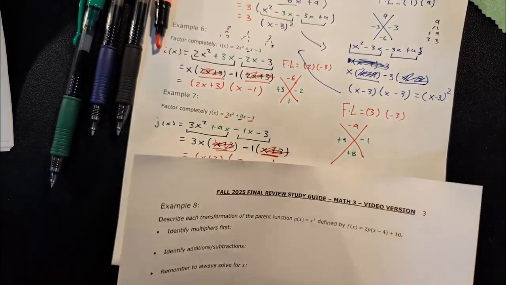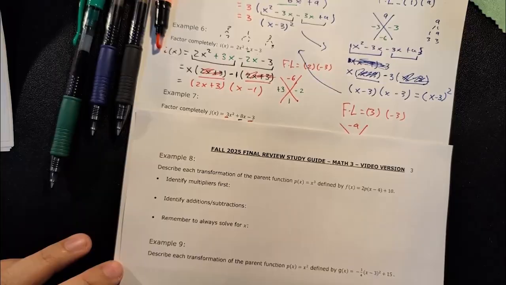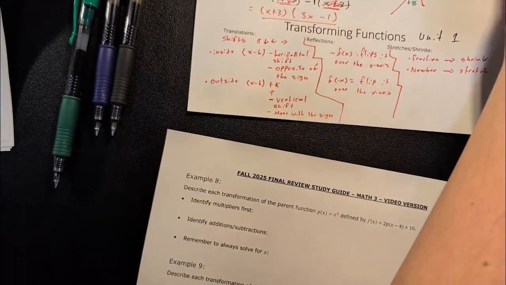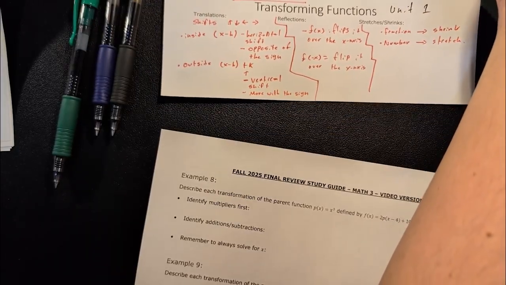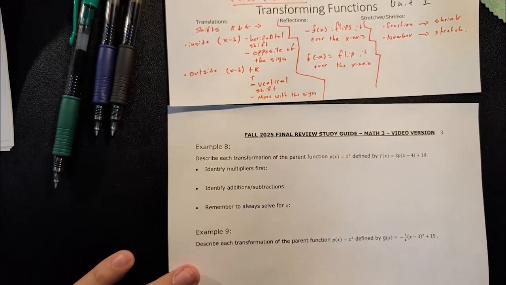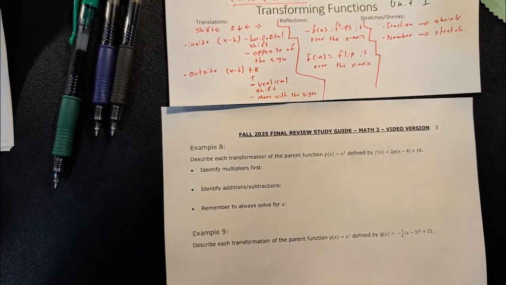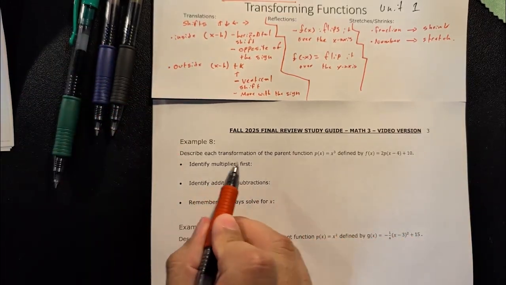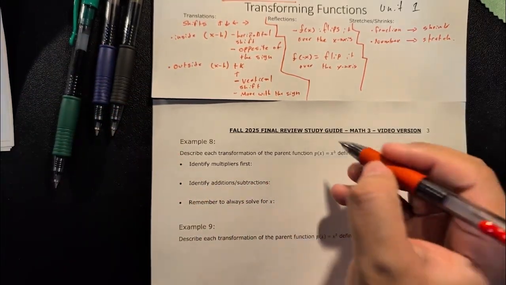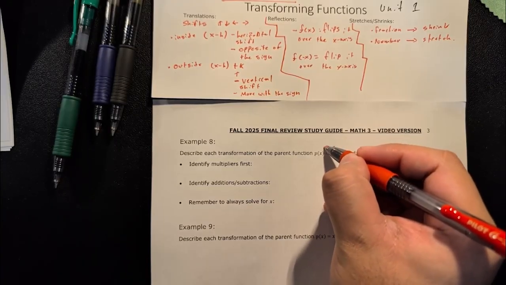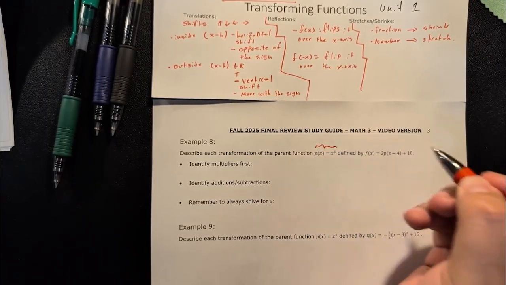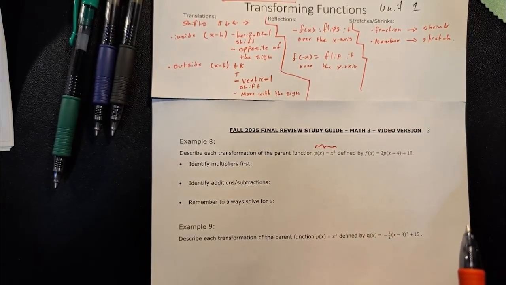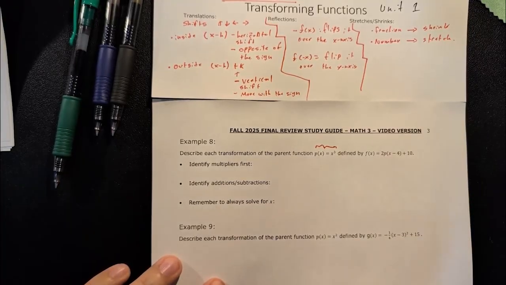Okay, so let's do example 8. Describe each transformation of the parent function p of x is equal to x, defined by f of x is equal to p of x. Okay, so this is my parent function. Let's try to piece it together.